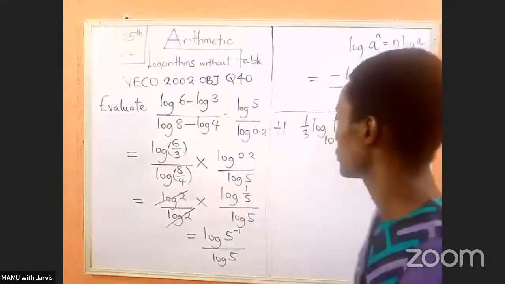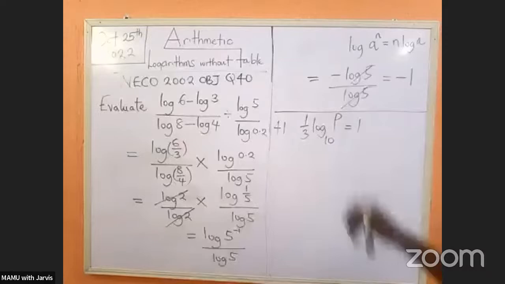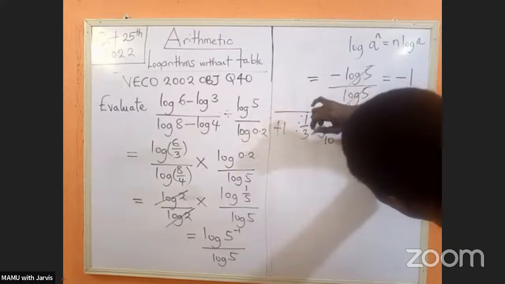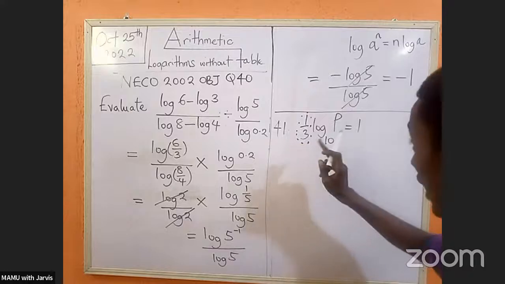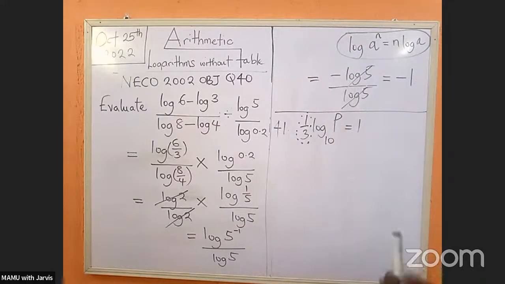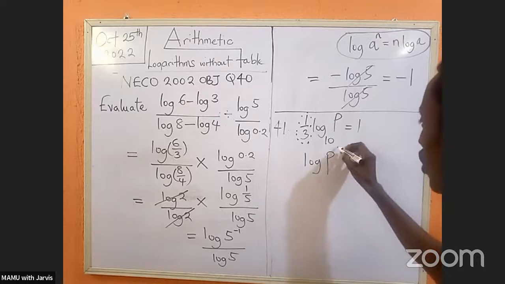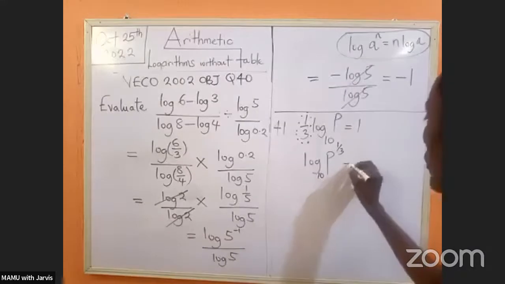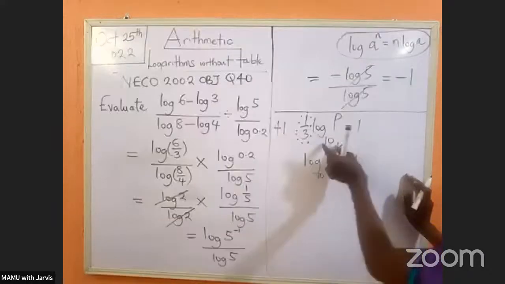Right, so let's continue. In question number 41, it says 1 over 3 log p base 10 is equal to 1. Please, when solving a question like this, you deal with this first. Now, recall this. This is the idea that will help you there. So it means that this will be log p to the power of 1 over 3 to base 10 will be equal to 1.